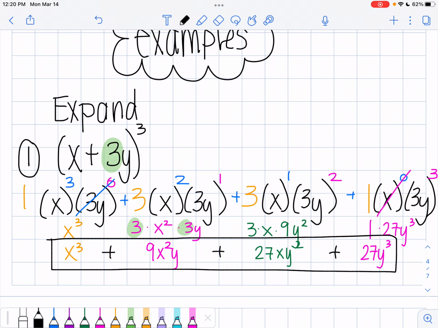Now you'll see the interesting part: see how our coefficients were 1, 3, 3, 1. In my final answer, those are not my coefficients because I had this other number right here in one of my binomials, so it changes what the coefficients are in front. So watch out for that.